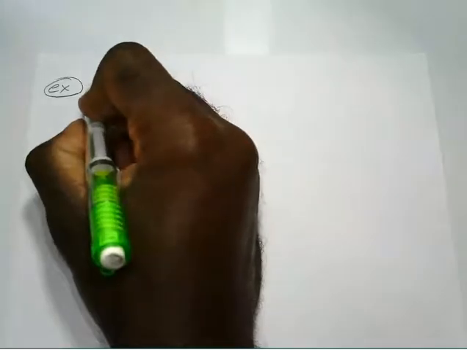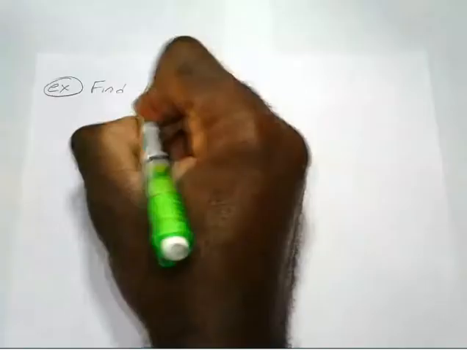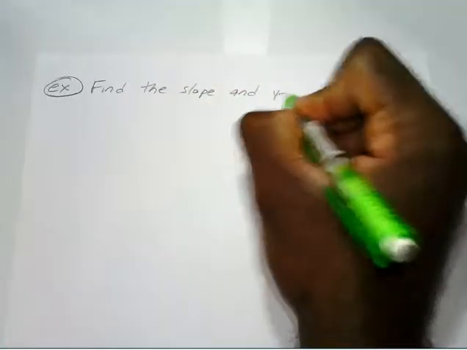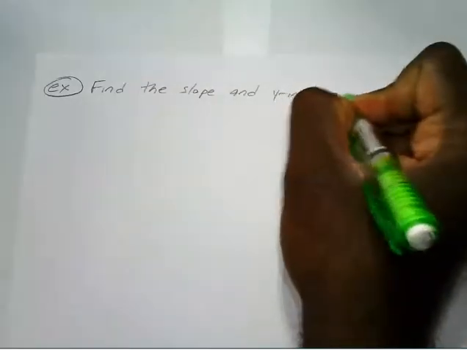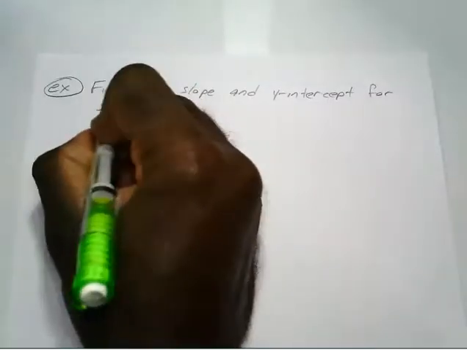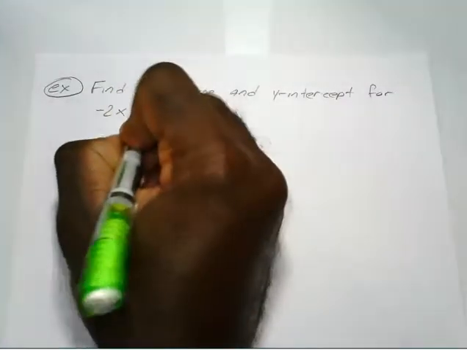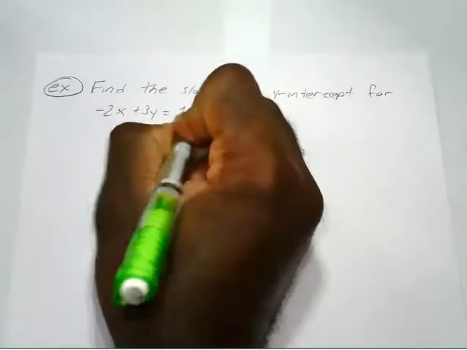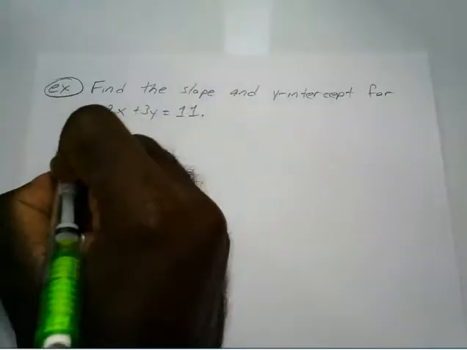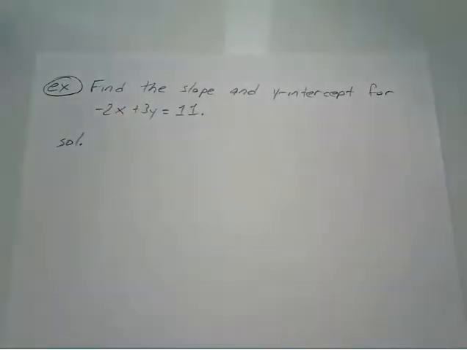Let's say, for example, we want to find the slope and y-intercept for negative 2x plus 3y equals 11. Okay, so these are the ones you have to be really, really careful with.